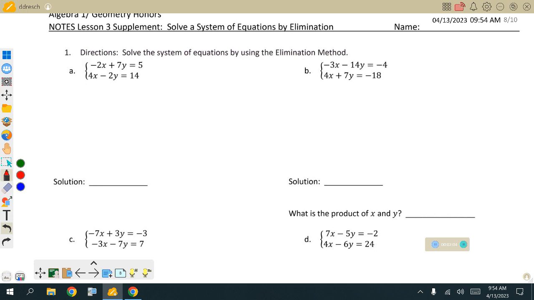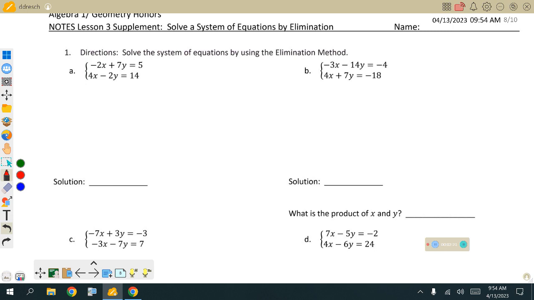We don't have opposites up there, do we? Negative 2 and 4 are not opposites. 7 and negative 2 are not opposites. That's why they won't eliminate at the moment. So we got to make it opposites some way, somehow. So how do we do that? We got to do some multiplication on those equations and make opposites happen.